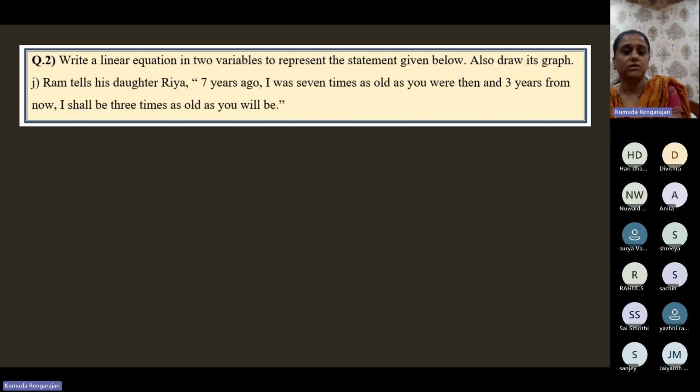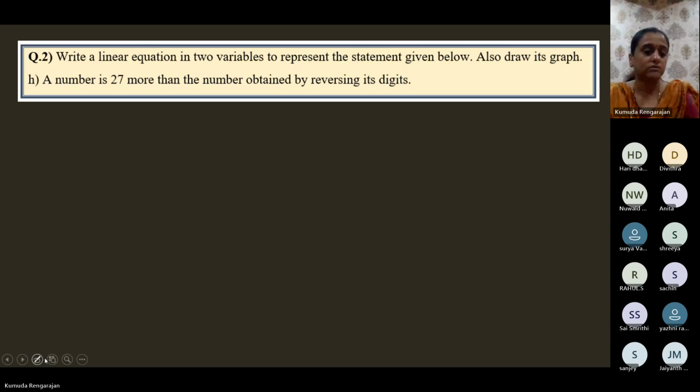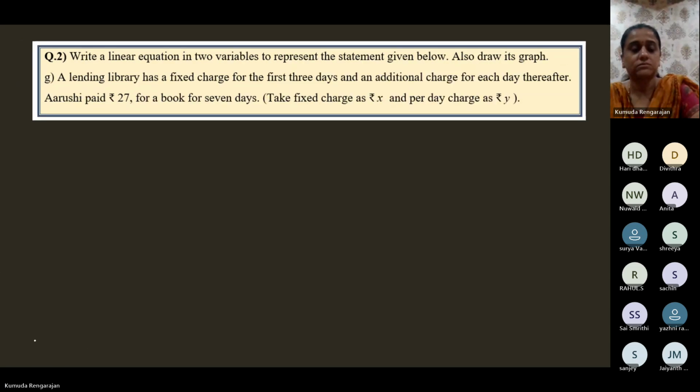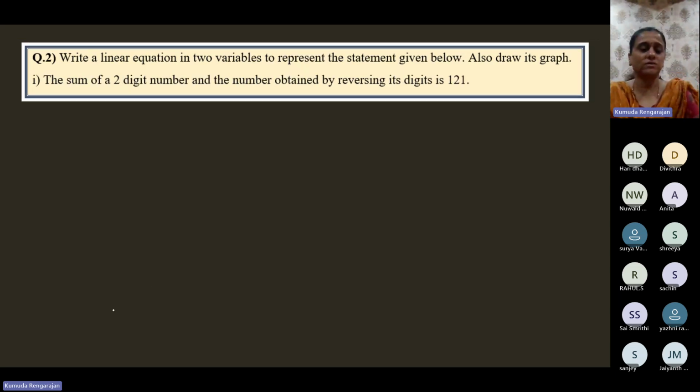Okay, we'll just try this one and wind up the session for today. A number is 27 more than the number obtained by reversing its digits. There is a mistake with this statement, children, because it's not mentioned if it's a 2-digit number or a 3-digit number. Mostly it is a 2-digit number, but since it's not mentioned, we'll not try this. I'll take up this question.